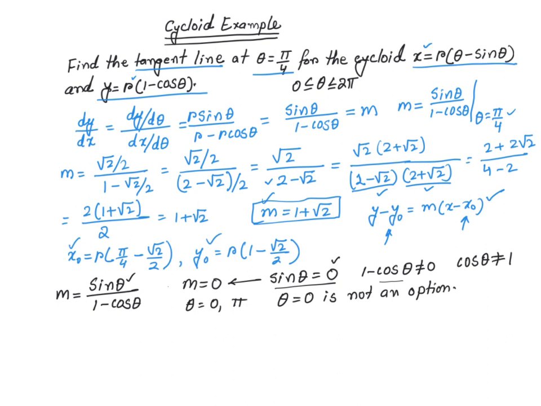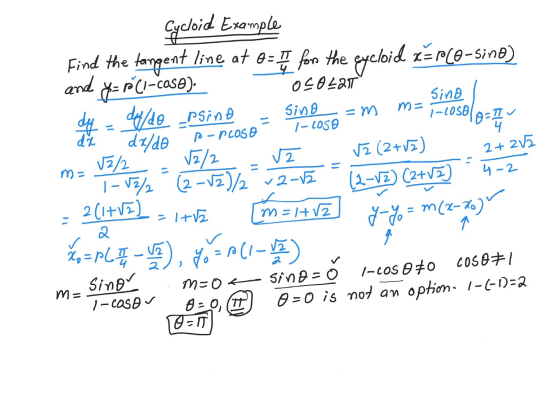However, theta is equal to pi is still going to be 0. Sine of pi is 0. However, cosine of pi is negative 1. So it's going to be 1 minus negative 1, which is just 2. So in that case, the denominator is not going to be 0. So our horizontal slope is going to be at theta is equal to pi. So theta is equal to pi, not theta is equal to 0.